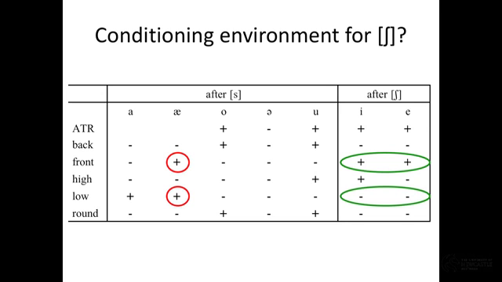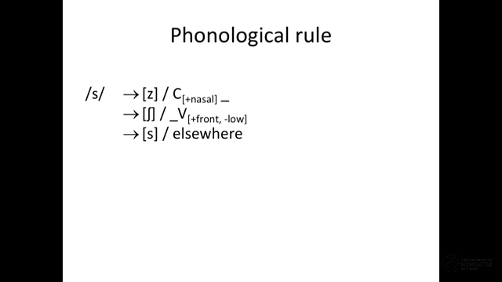So we can now write the phonological rule. The rule states that s becomes voiced z due to the environment that precedes it, a consonant which is plus nasal, whereas s becomes sh due to the environment that follows it, a vowel that is plus front and minus low. And then we get s elsewhere, that is in all other environments.